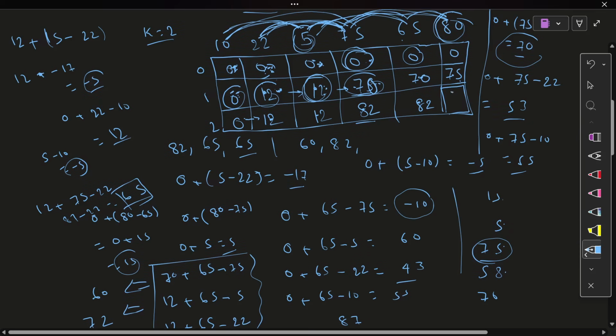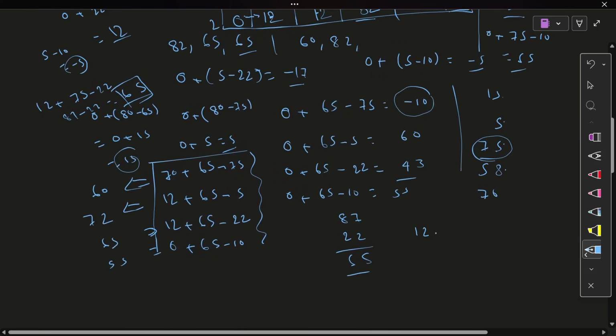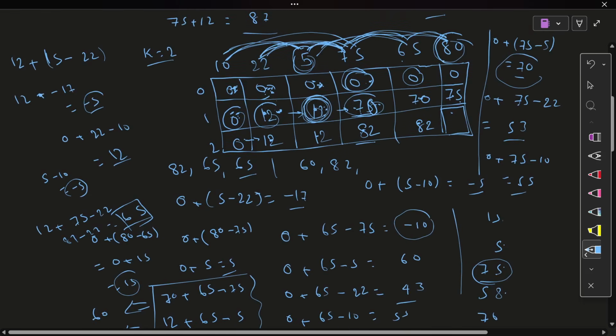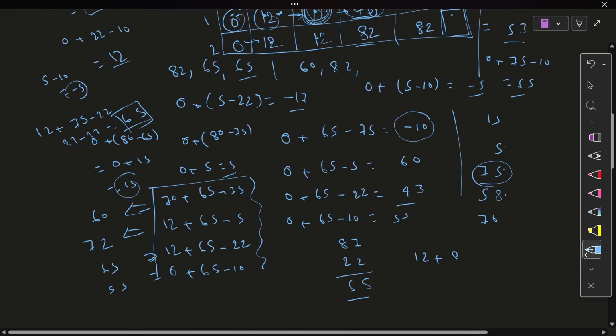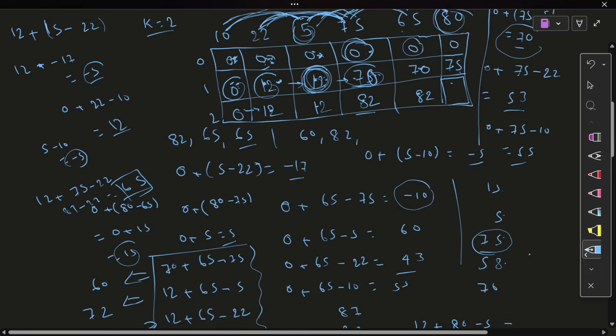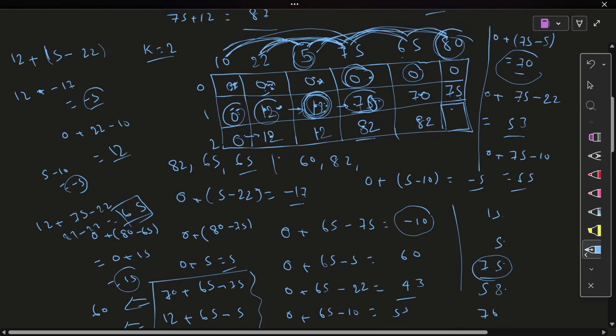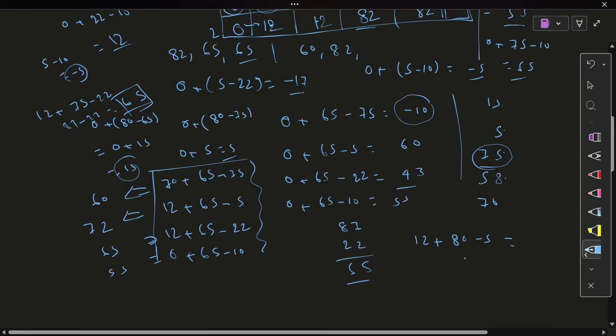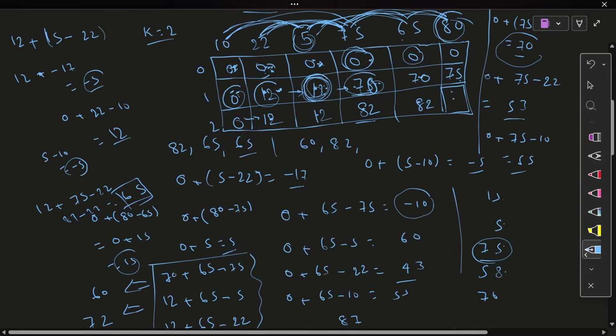Now for here, suppose here we got the 12. 12 here, 12 plus this transaction, buying 80 minus 5. 80 minus 5, how much? Yeah, here we got the 12, and 80 minus 5 is 75, plus 12. How much? 87. That is the maximum, so you get this answer, and you have to check all the things.